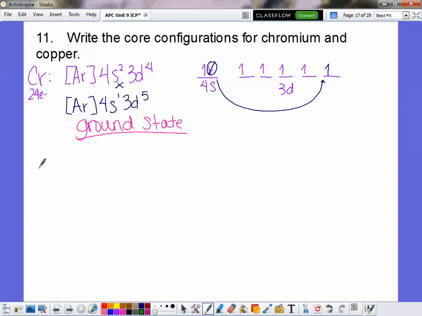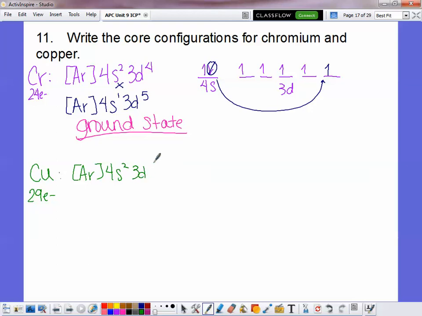Now, copper has 29 electrons. Let's pretend we're first year chem students again. Let's write out its core configuration, its noble gas configuration. We're going to use argon again. And it'll be 4s2 3d9. You can probably predict what's going to happen, but let's draw out that orbital diagram. So 4s with 2 electrons, and 3d, 1, 2, 3, 4, 5, with 9 electrons.